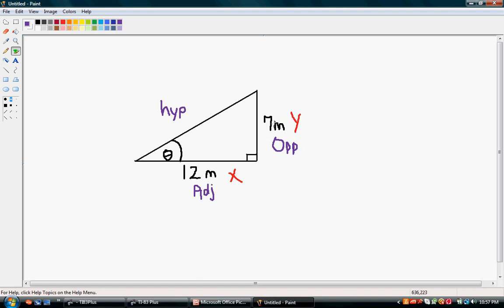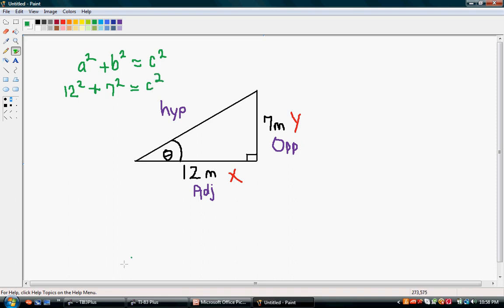Now, when we know the two sides that are not the hypotenuse, we can use the Pythagorean theorem, a squared plus b squared equals c squared. And c is always our hypotenuse. It doesn't matter which one of the other sides is a or b, so we'll choose the adjacent, our x side, to be a squared. And now we have 7 for our b squared, and that equals our hypotenuse squared.